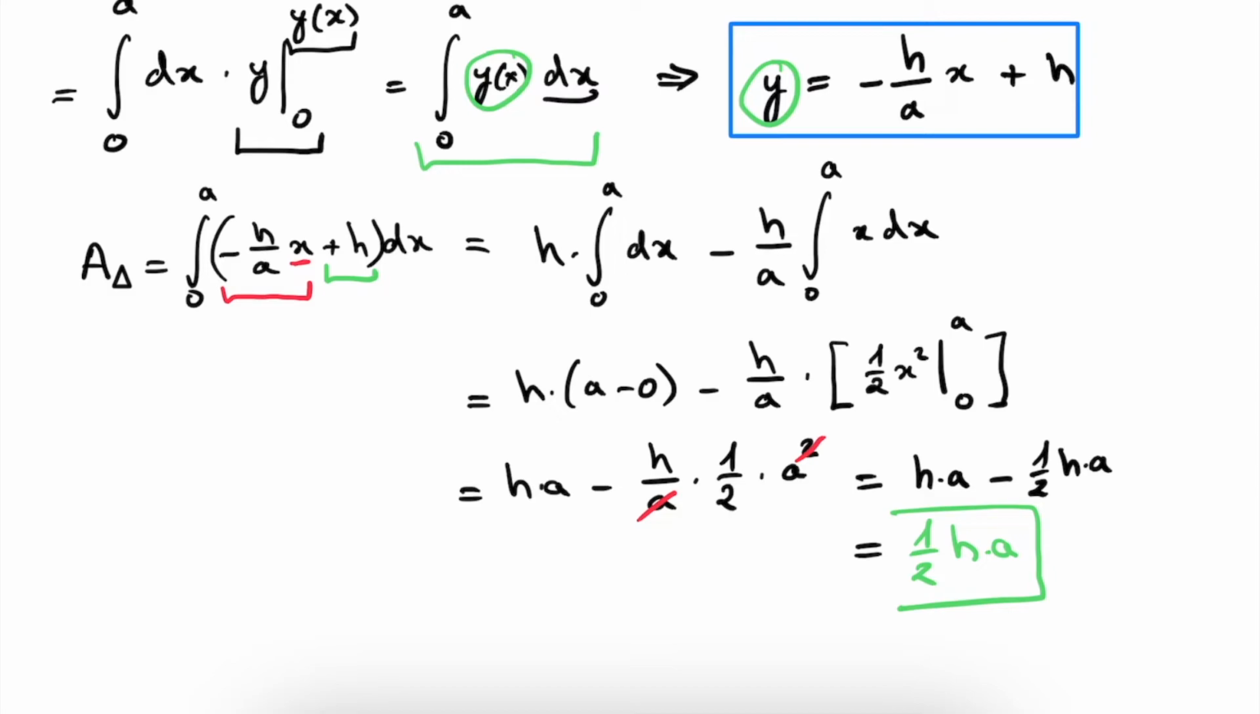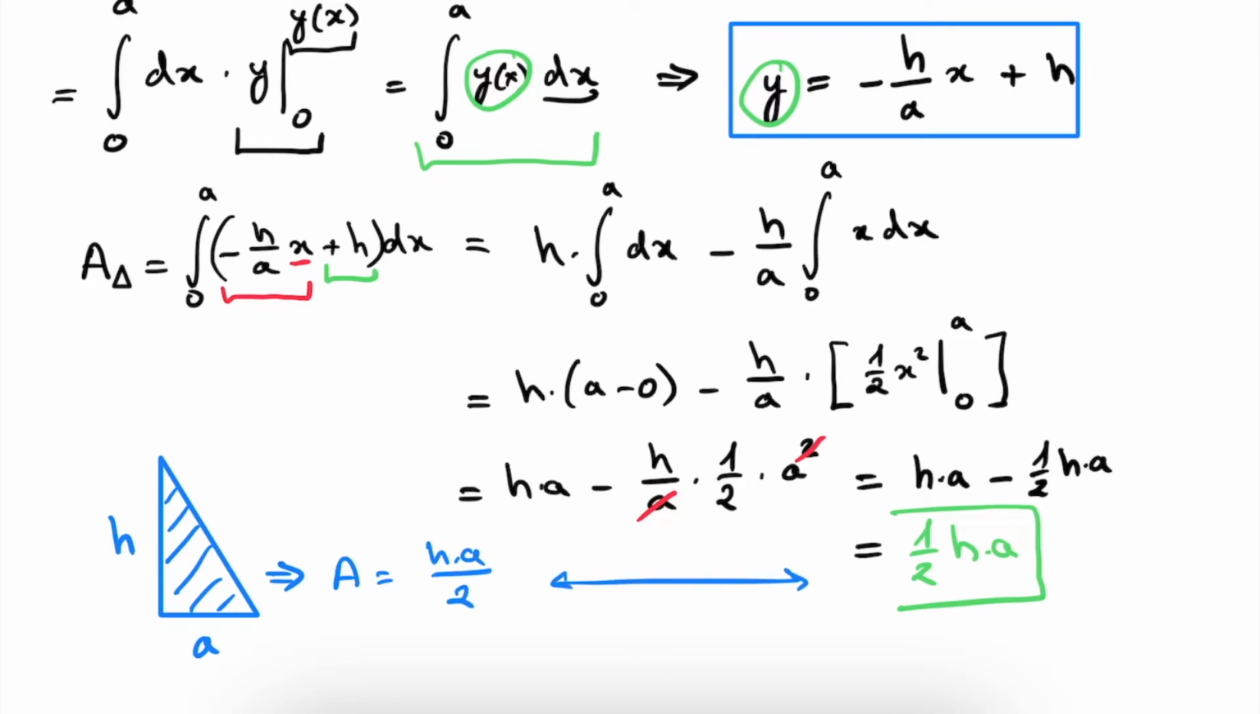And we see that this is indeed the surface of our original triangle, because our triangle had as a base length a and as its height length h. And we know then from basic geometry that indeed the surface is equal to h times a divided by 2, which is of course equal, so we didn't make any mistakes. And this is a roundabout way how we used surface integrals to calculate the surface of this triangle.